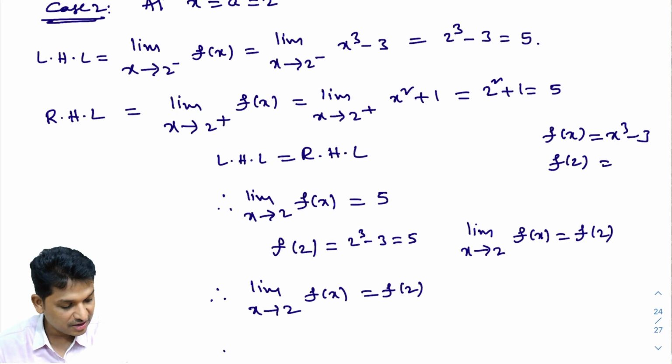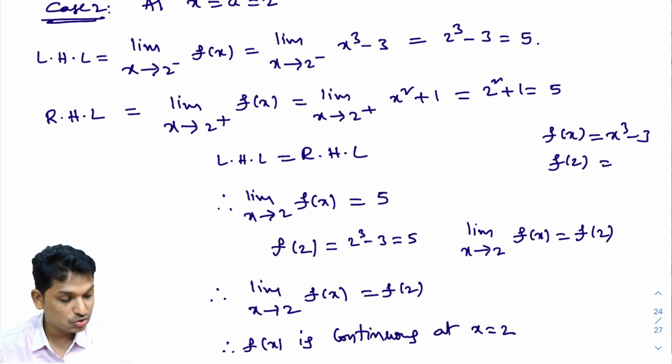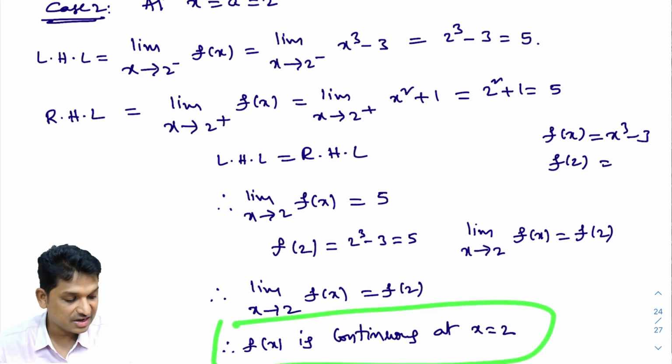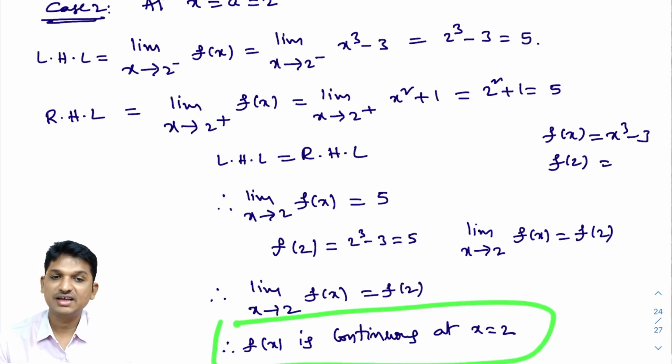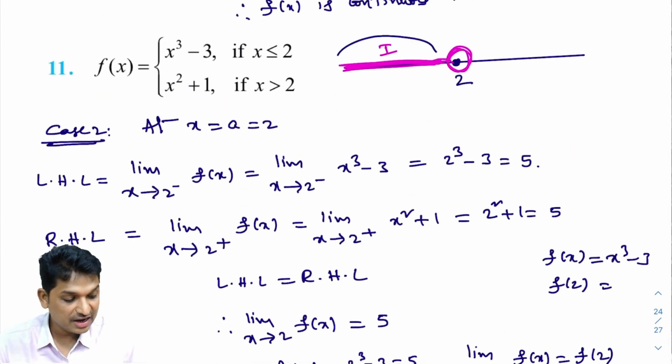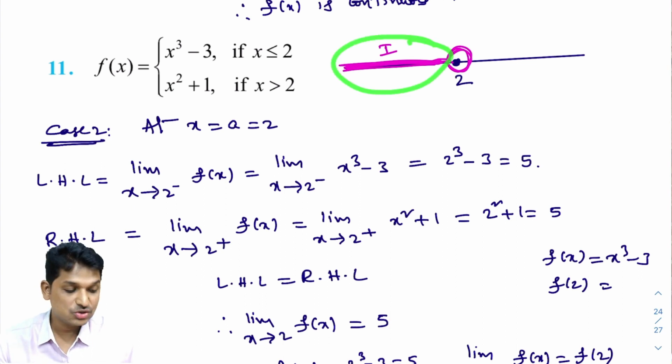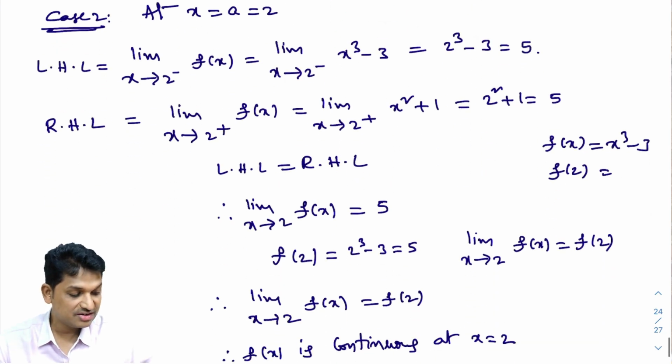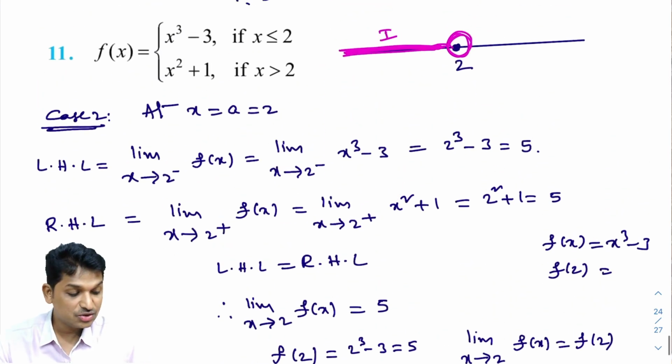So I'll write the same thing. Therefore, f of x is continuous at x equal to 2. I hope you understand this. Case 1 is over. I came to know that it is continuous in this zone. Now for case 2, I checked the continuity at this point. At this point also I came to know that this is a continuous function. Now I need to check continuity in this zone.